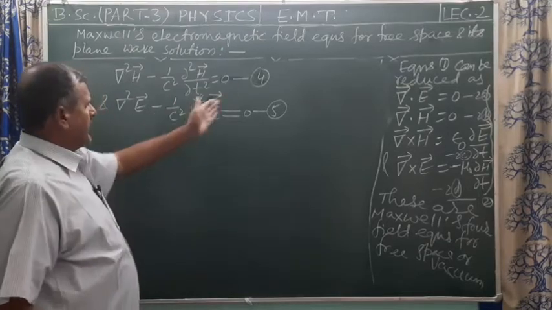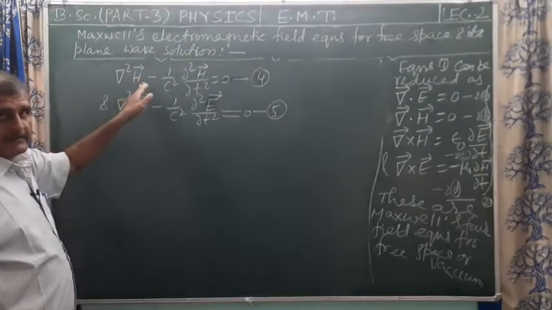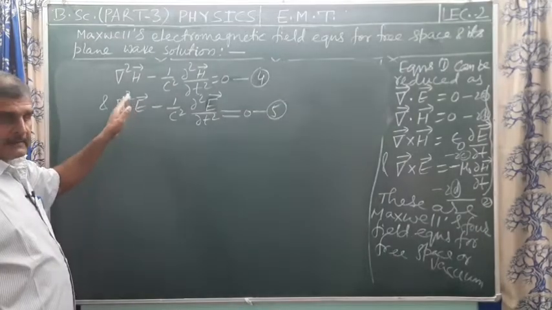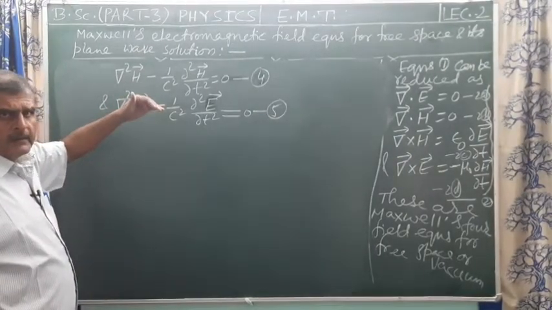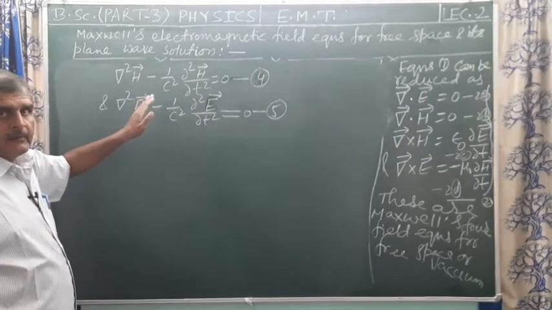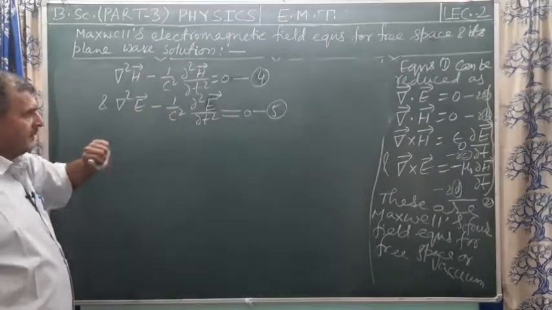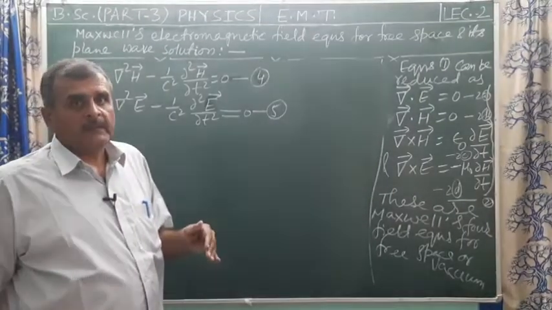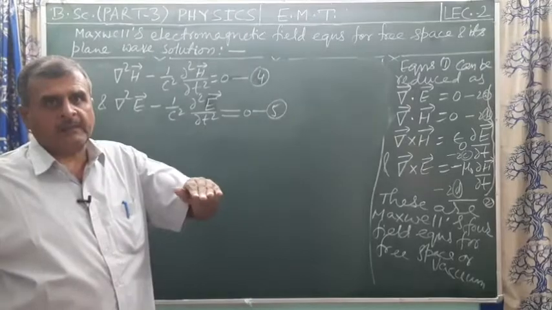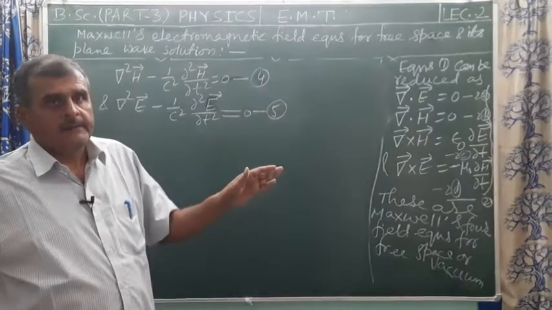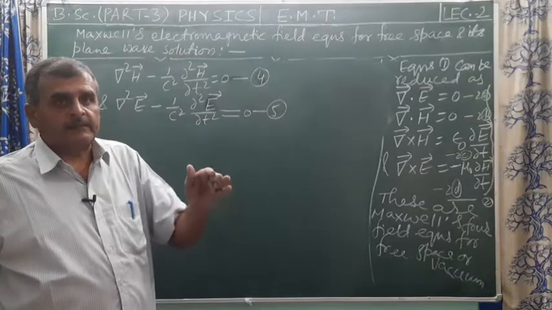Now we see that equation number 4 and equation number 5, that is the differential wave equation for the magnetic field vector H vector and the electric field vector E vector, both are of the same form, the form of a standard wave equation, del square psi minus 1 by v square del square psi upon del t square, that is a standard wave equation of an unattenuated wave moving with a speed v. For an electromagnetic wave, we can replace v by c.